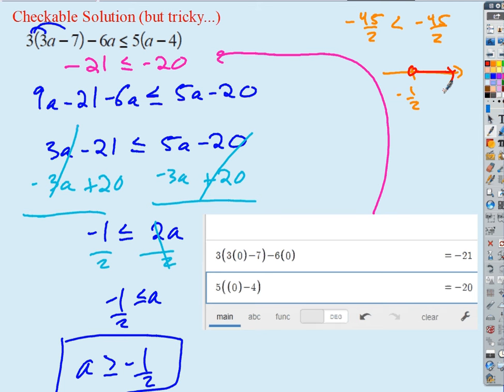So even though that's not a true statement, negative 45 halves is not less than negative 45 halves, it makes sense that that corresponds to the open endpoint. Right, so you still want the numbers to be the same on the left side and the right side to verify that it's working. That make sense? Okay, all right.